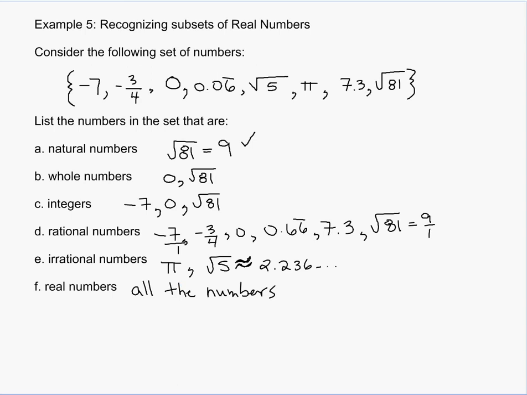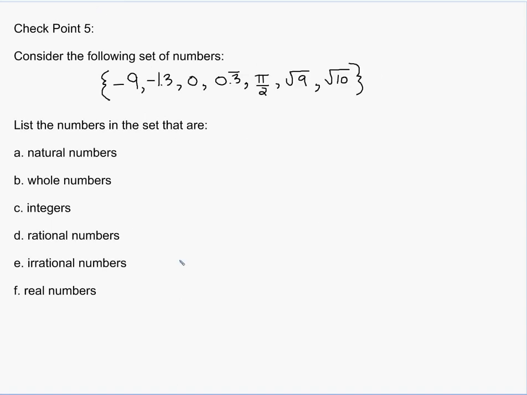Okay, moving on, checkpoint 5. One last example. Considering the following set of numbers: -9, -1.3, 0, 0.3, pi over 2, square root of 9, and the square root of 10. So first of all, let's look at our natural numbers. Natural numbers are the counting numbers, do not include 0, and in this set, square root of 9 is the only one because it's equal to 3, positive and counting.